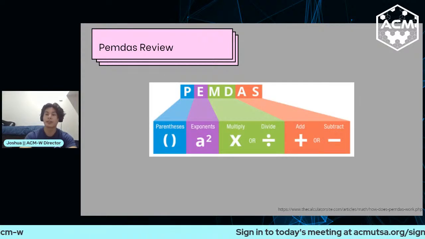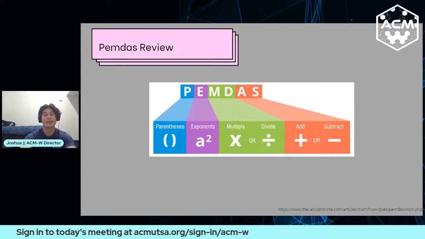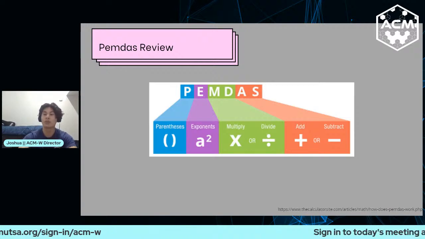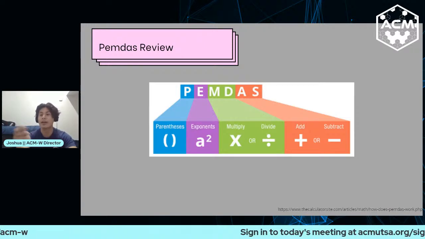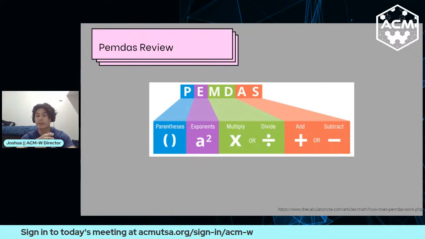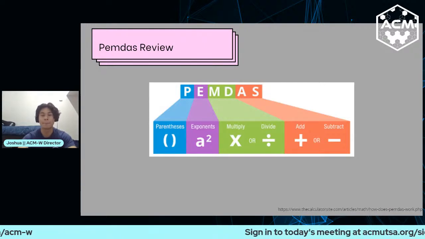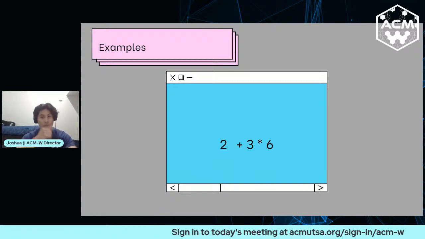So you may have been taught the phrase, "Please excuse my dear Aunt Sally," as a way of remembering the order of operation, or PEMDAS. That stands for P parentheses first, E exponents, MD for multiplication and division from left to right, and finally AS, addition and subtraction from left to right. It's important to keep the order of operations in mind, as your program could behave unexpectedly based on how these expressions are evaluated.